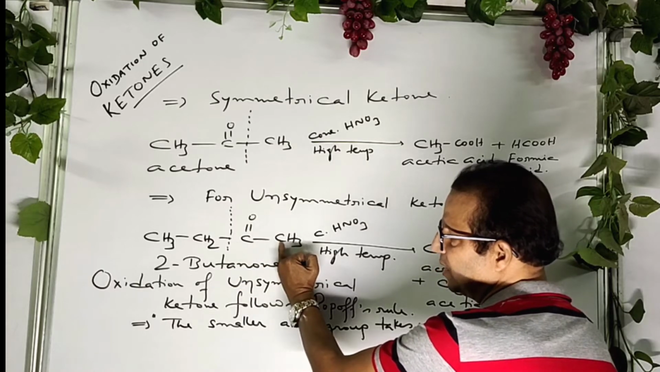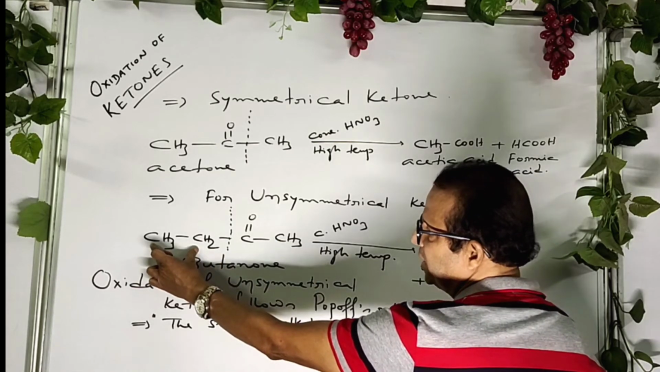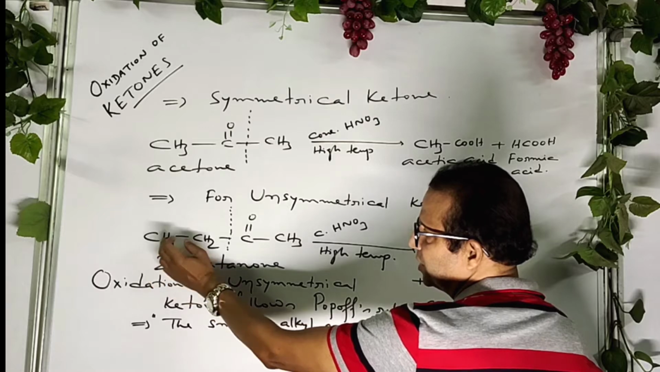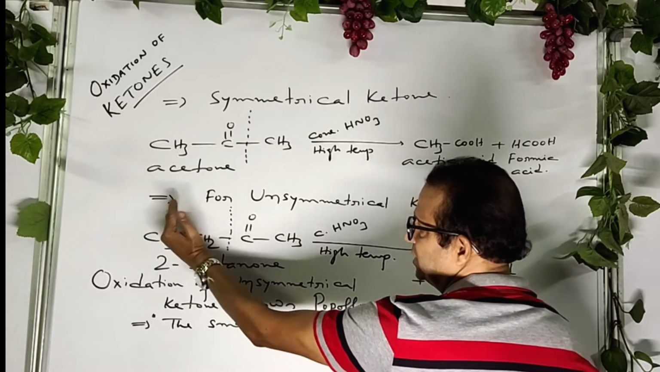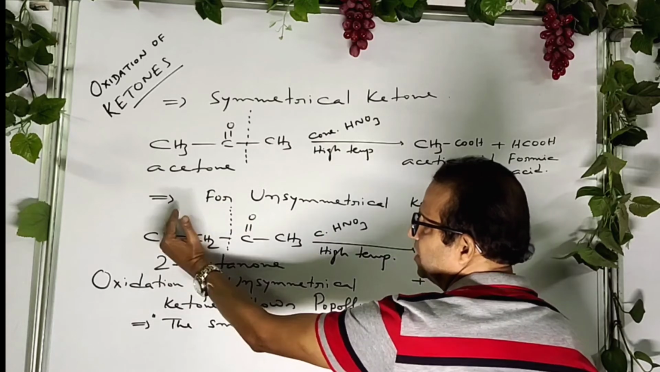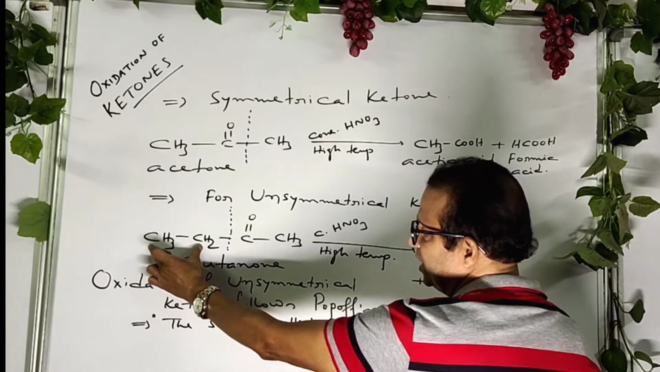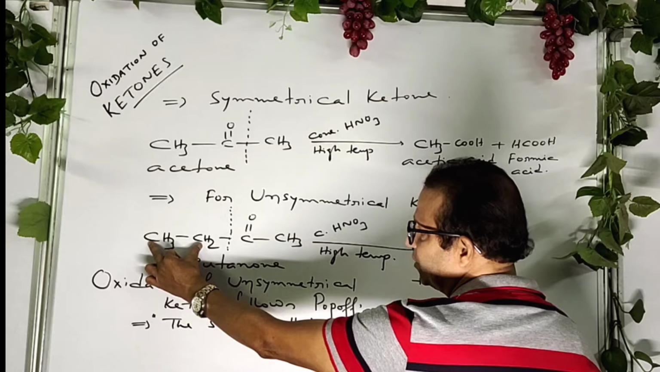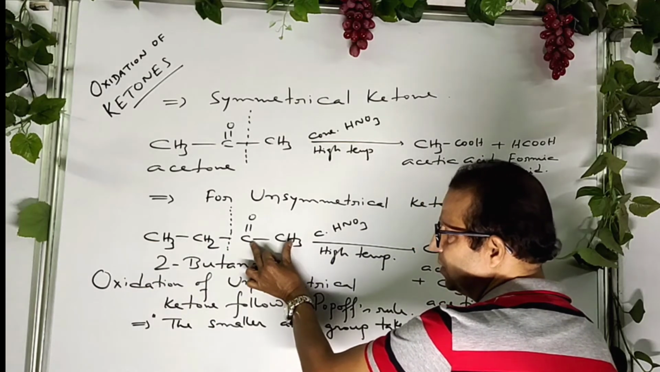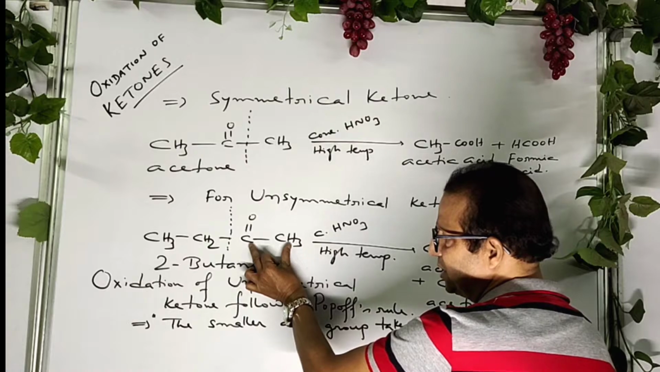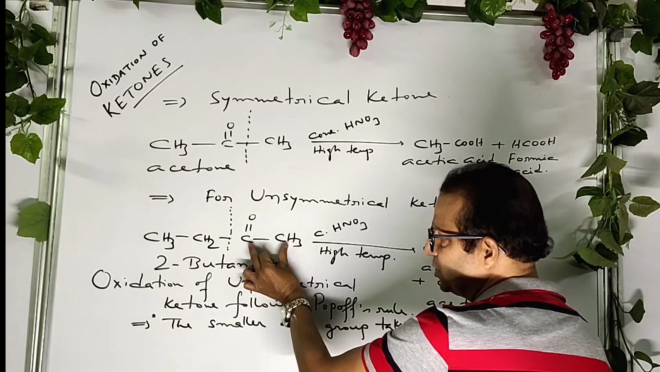This site contains 1 carbon atom, this site contains 2 carbon atoms. The cleavage occurs at the larger carbon site. So split it. So you get a carboxylic acid having 2 carbon atoms from this part, and also another carboxylic acid having 2 carbon atoms in this part.